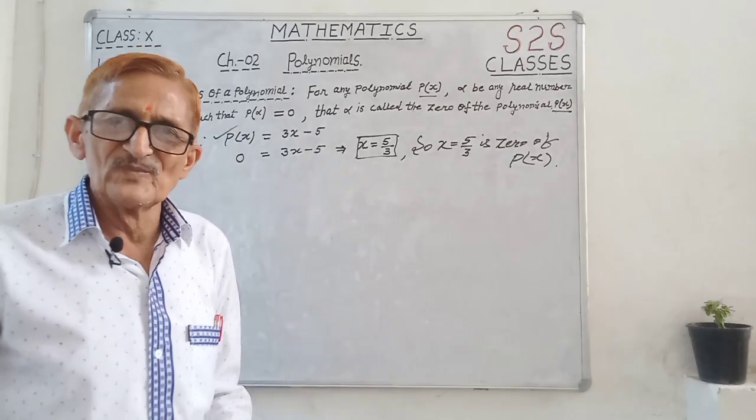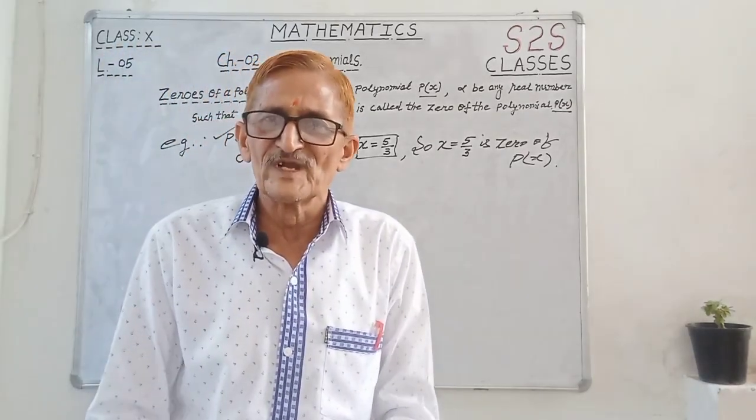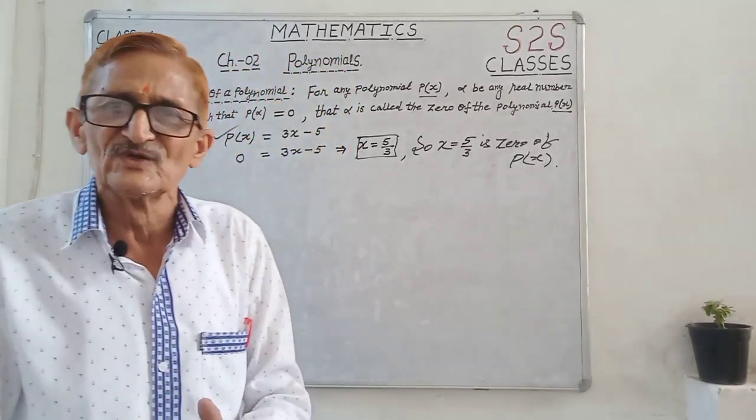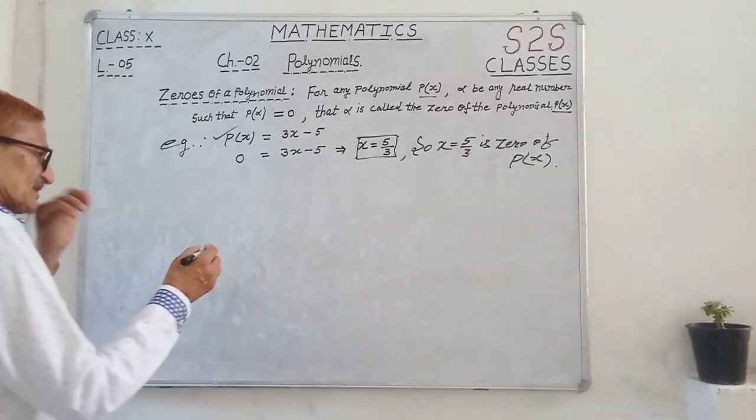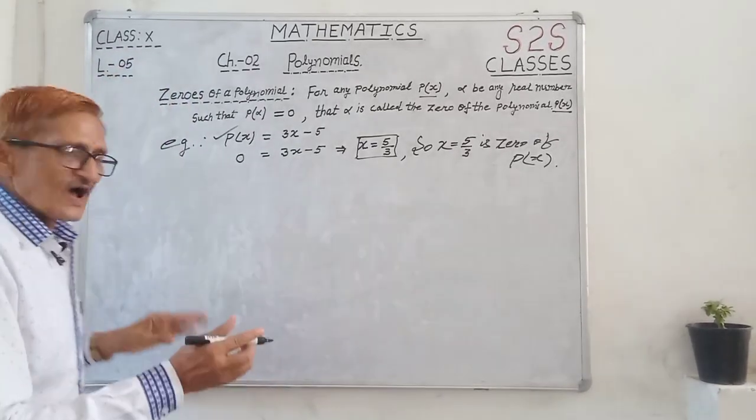So the value of x on which the polynomial value becomes 0, that value is called the zero of the polynomial. Simple definition. Okay. After that, the graph.